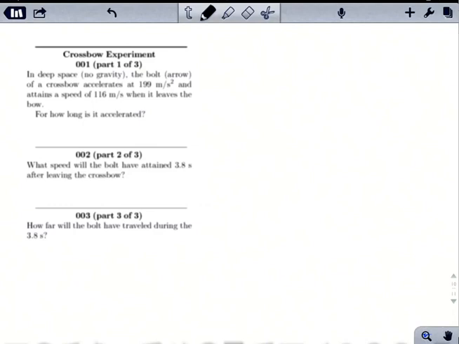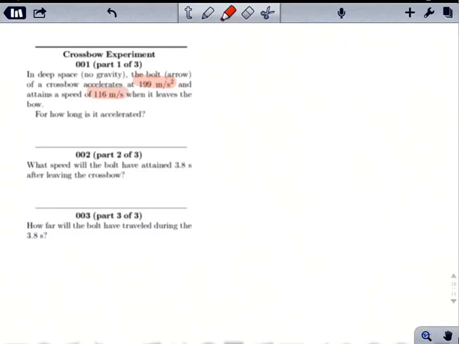Hi guys, let's start talking about this acceleration equation. A little blurry, but we can see that it says in deep space, no gravity. The bolt, which is an arrow of a crossbow, accelerates, and it gives us an acceleration of 199 meters per second squared, attains a speed of 116 meters per second when it leaves the bow.